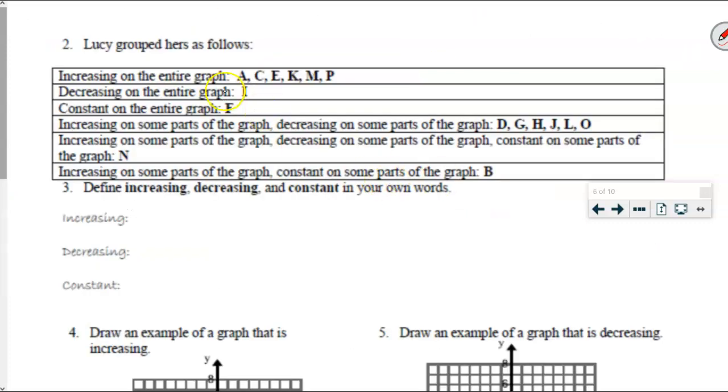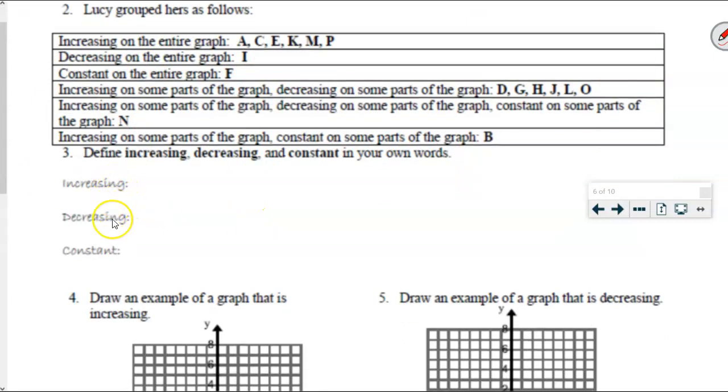So with that in mind, what do you think increasing, decreasing, and constant mean? Put them in your own words first. That way you can remember it. What does increasing, decreasing, and constant mean? We're going to pause recording as students take the time to discuss and write.